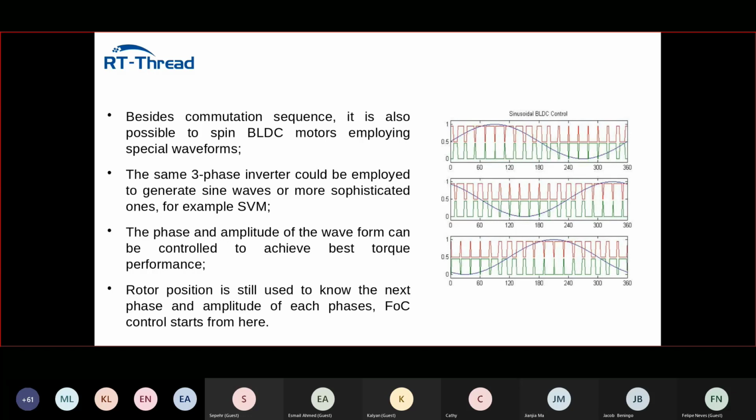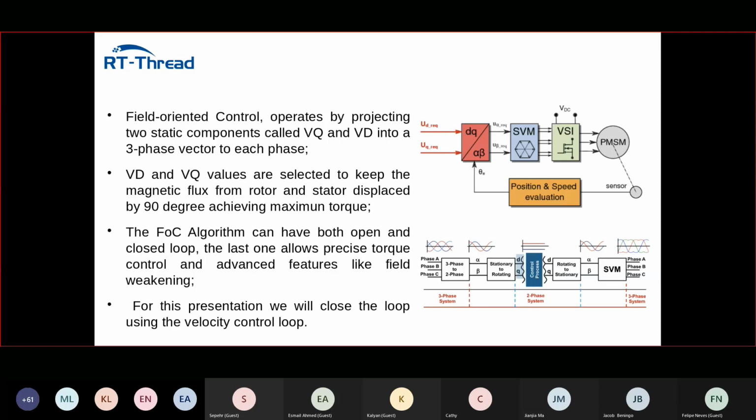in the case of FOC control is used for another purpose, which is to estimate the magnetic flux of the stator of the motor, and based on the magnetic flux components, you can project that into two static vectors called the IQ and ID components, and based on those vectors and the angle between them, you can perform a more precise control of the final torque on the motor shaft.